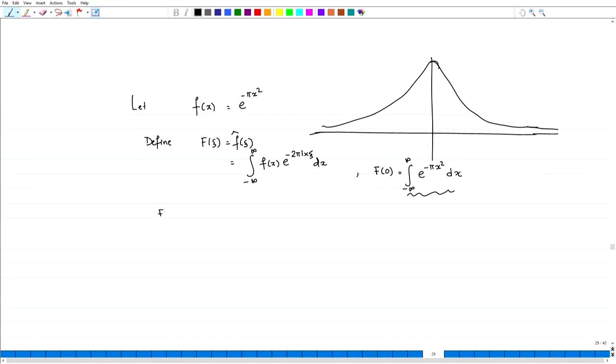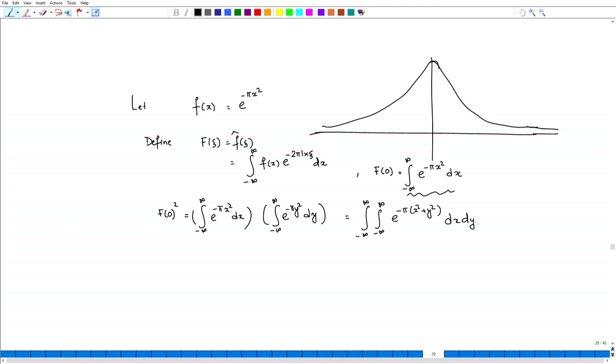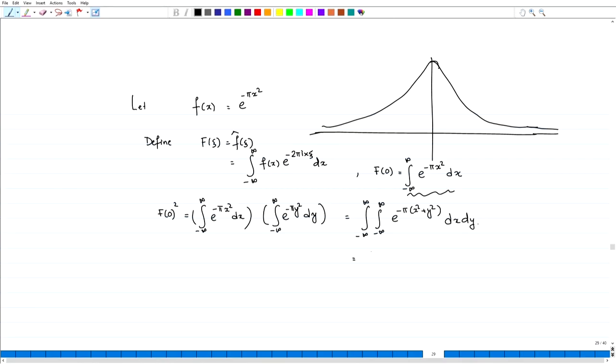Now, one can write that f hat of 0 square is the integral from minus infinity to infinity of e to the power minus pi x square dx, times the integral from minus infinity to infinity of e to the power minus pi y square dy, which is the double integral of e to the power minus pi times x square plus y square, dx dy. Now, this is an integral in R2. If I change this integral into polar coordinates, then this is going to be the integral from 0 to infinity, integral from 0 to 2 pi of e to the power minus pi r square d theta, and then r dr.